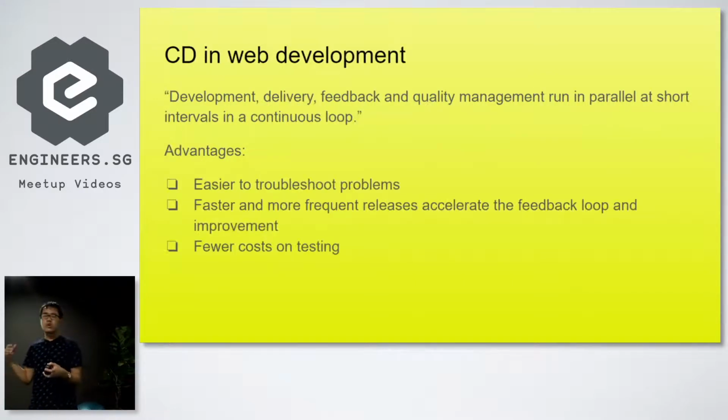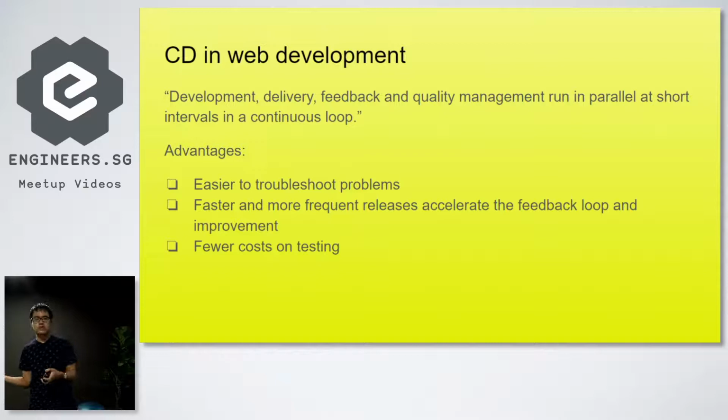Now I'll talk about what is continuous delivery in our web development. Continuous development is the development, delivery, feedback, and quality management that runs in parallel at short intervals in a continuous loop, which means that you're doing development work, you're staging your code into the production server, and you're also receiving feedback from the code. So they're all running together at the same time.